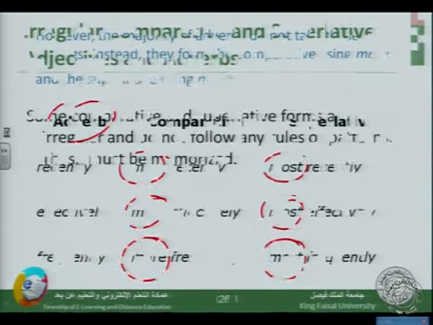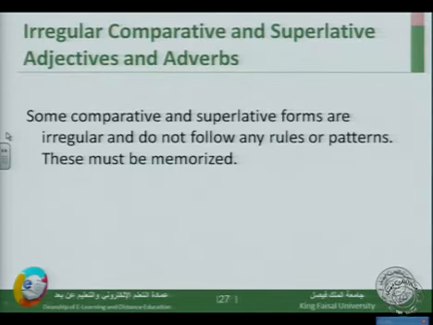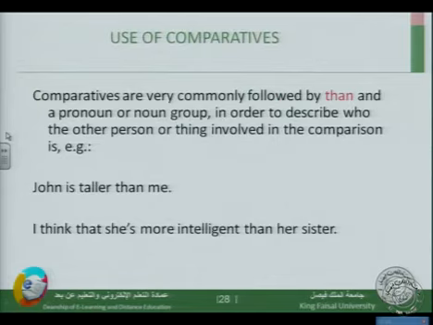Okay? Irregular. Some comparative and superlative forms are called irregular. They don't follow any of the rules that we have taken. We cannot add ER, we cannot add EST, we cannot use more or most with them. These are as follows. We will take them right after these two things. However, before we provide you with a list, let us have a look at this one.